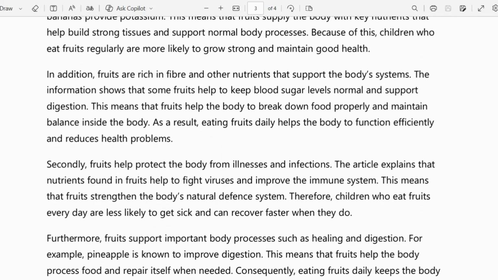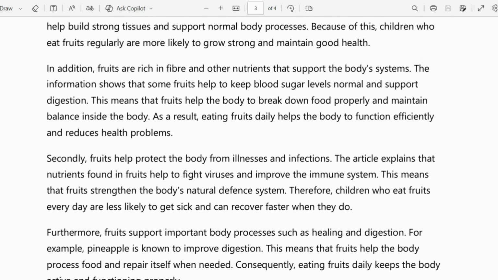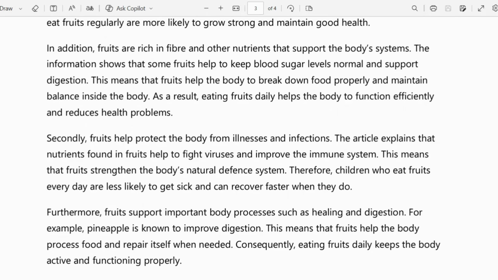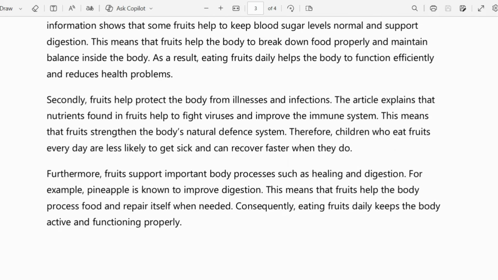In addition, fruits are rich in fiber and other nutrients that support the body's systems. So the information shows that some fruits help to keep the blood sugar level normal and support digestion. This means that fruits help the body to break down foods properly and maintain balance inside the body. As a result, eating fruits daily helps the body to function efficiently and reduces health problems.